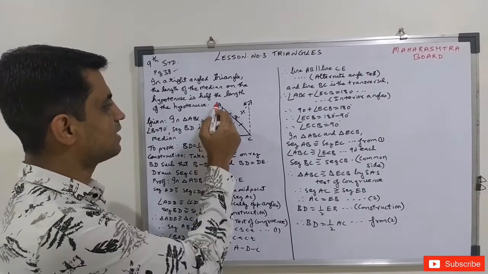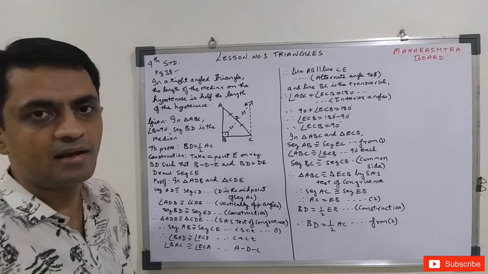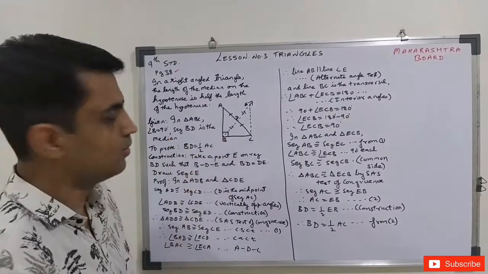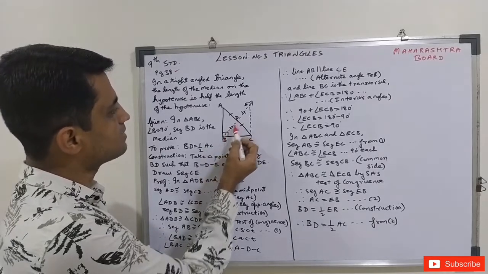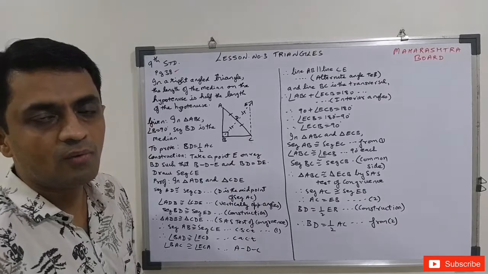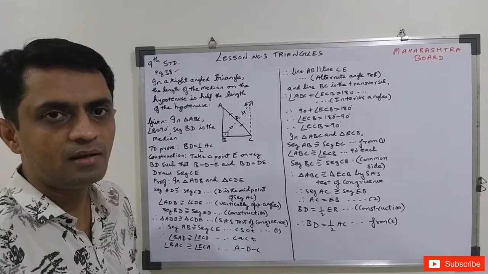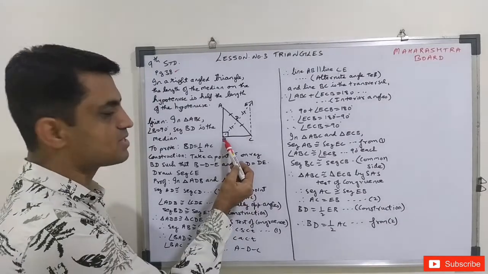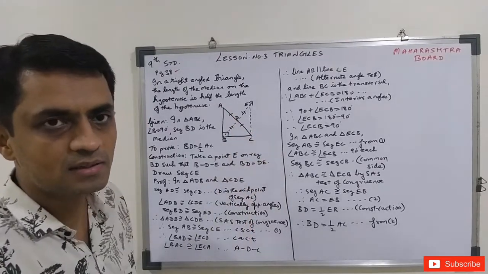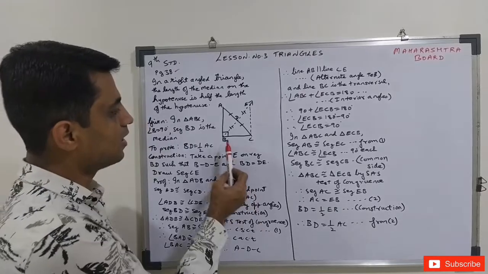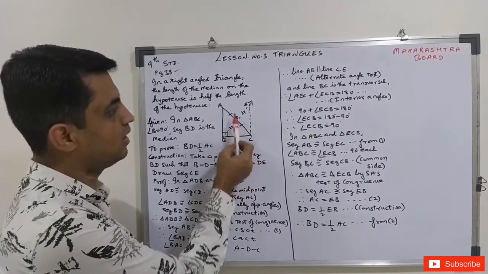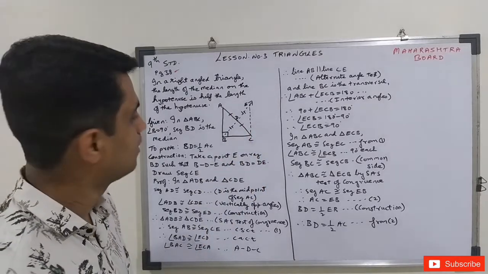This is a triangle, ABC, a right angle triangle. Angle B is 90 degrees, given to you. And BD is the median. We have drawn this BD as a median. Now what is the meaning of the median? A median is a line which comes from the vertex and divides the opposite base into two equal parts. That is called a median.